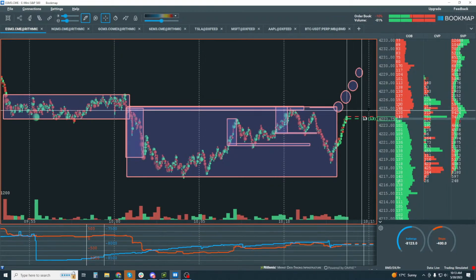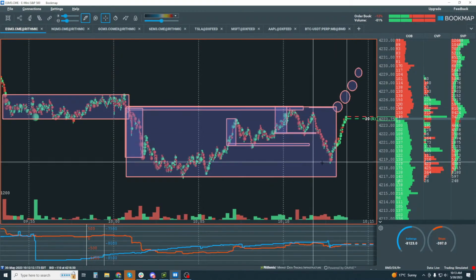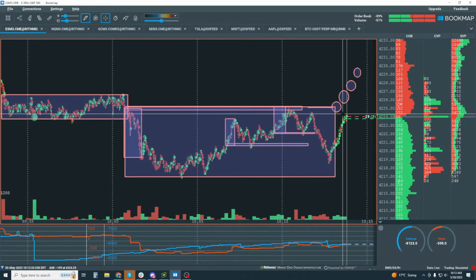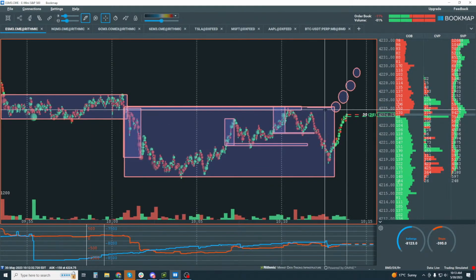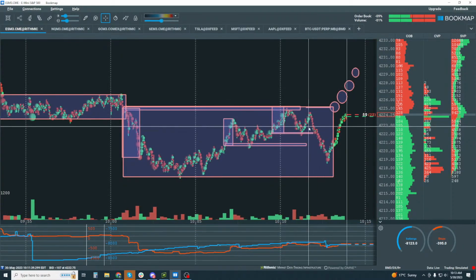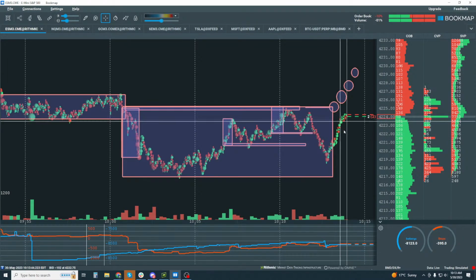Right now, we just covered the opposite scenario though. Okay, and look how buyers are fighting it here. Will they take control back up above here? Okay, above 25. All right, well, let's see.